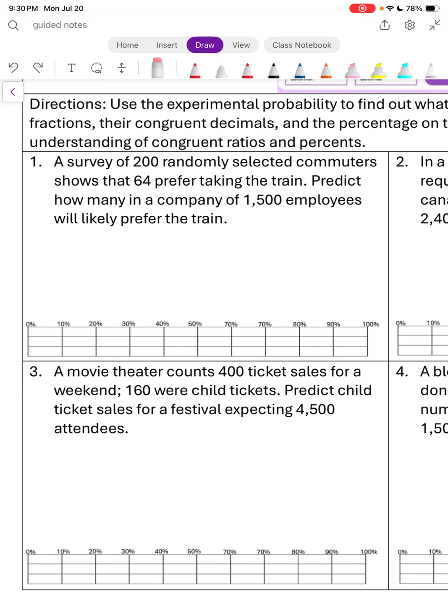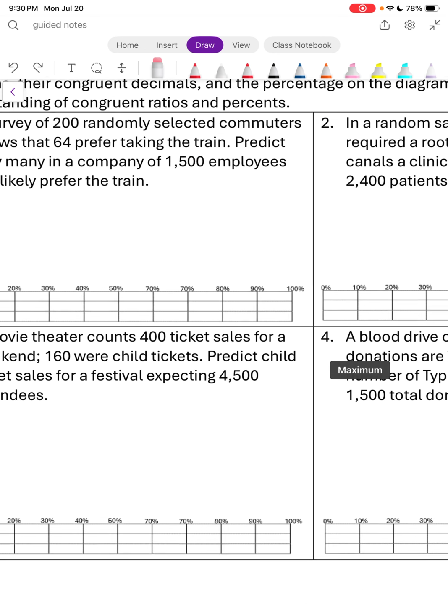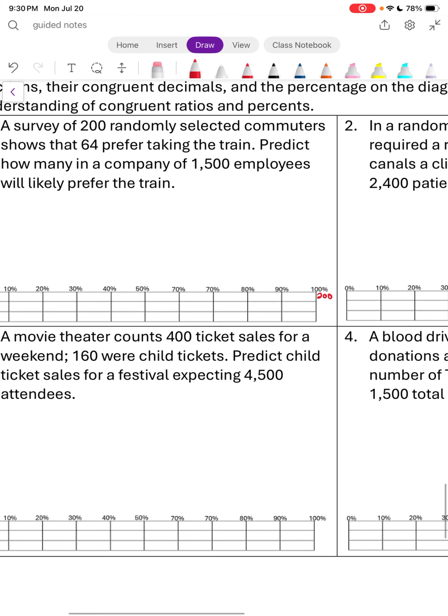So first off, it says a survey of 200 randomly selected commuters show that 64 of them prefer taking a train. Let's stop there for just a second and say, okay, we've got 200 total people. So out here in this first line, I'm going to put that 200 people. That represents every person, okay? But only 64 of them prefer to take a train.